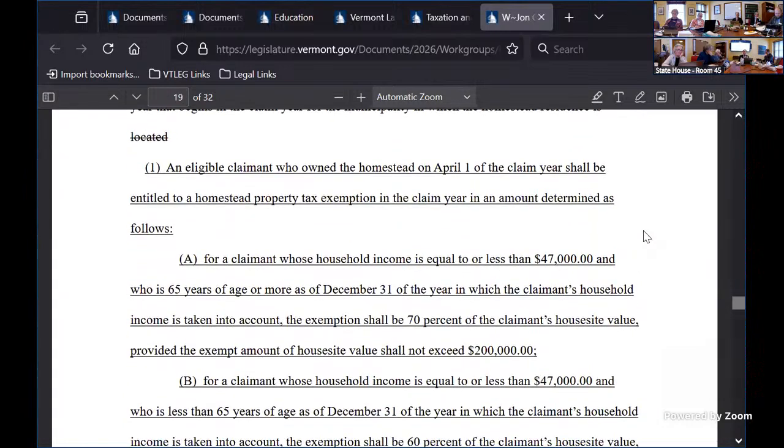When you say all, is the circuit breaker? The circuit breaker for the municipal property tax credit remains. You don't need a circuit breaker for the education property tax credit because you now have this homestead exemption, but that's right, the municipal circuit breaker remains.